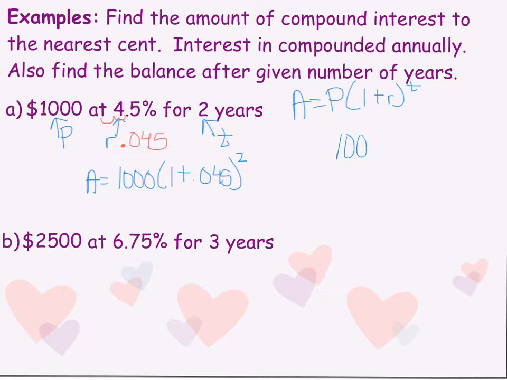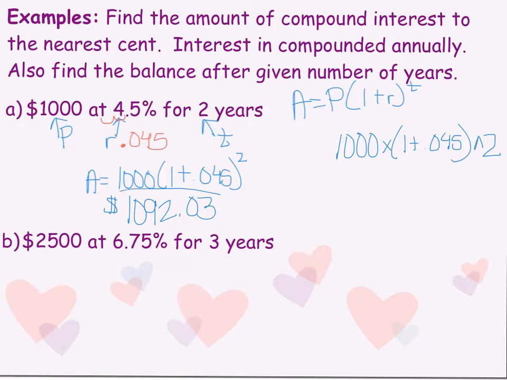So you would type in your 1,000 times parentheses 1 plus 0.045. Then to raise it to a power with that exponent, there's kind of this up arrow or a caret button, and you're going to type in the number 2 then. So if you guys can help each other out with how you would type that in, but in the end, when you type it in, you're going to end up with $1,092.02 for your answer on this one.